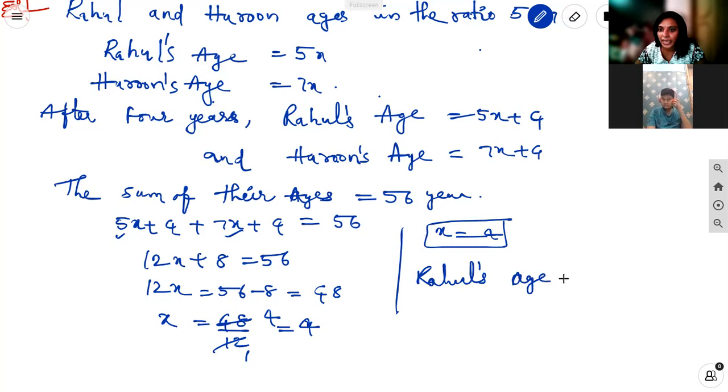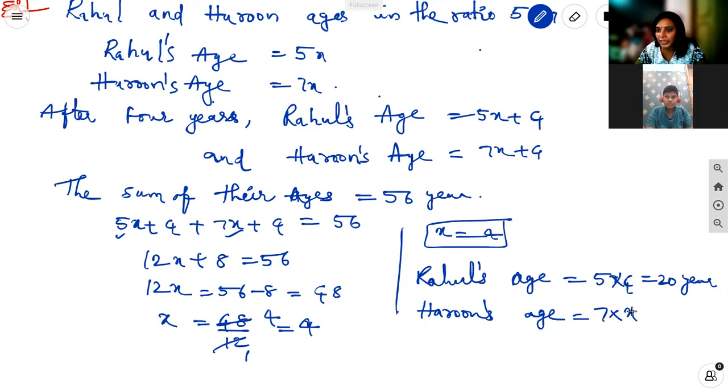Present Rahul's age equal to 5 into x, that is 5 into 4, 20 years. Harun's age 7 into x, 7 in the place of x, 4. 7 fours are 28 years. Present Rahul's age and present Harun's age are 20 years and 28 years.